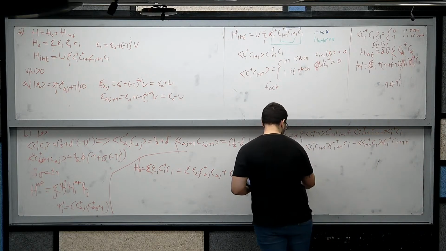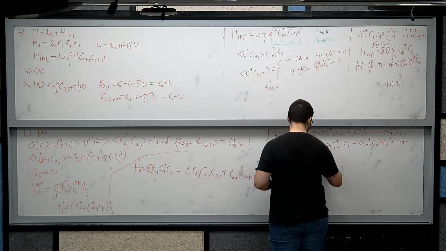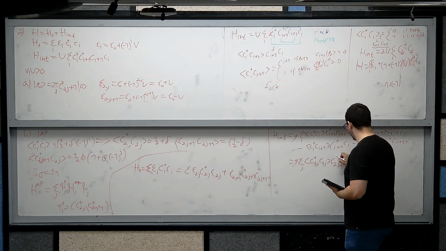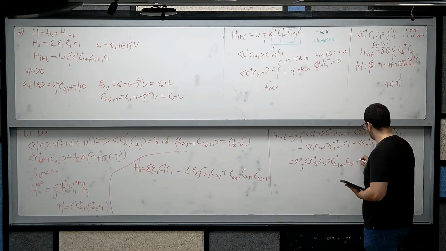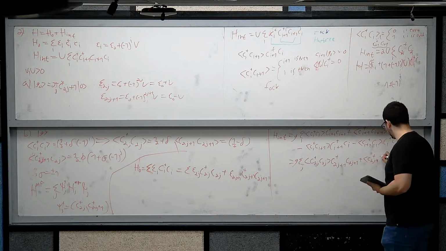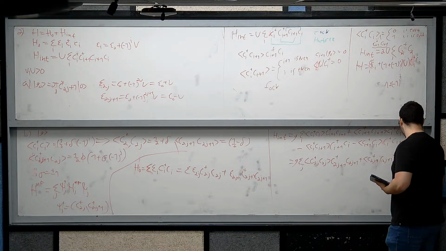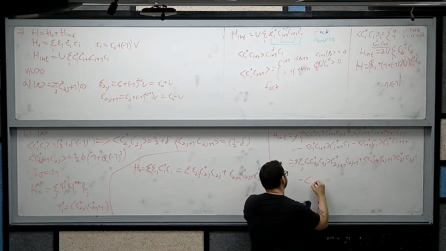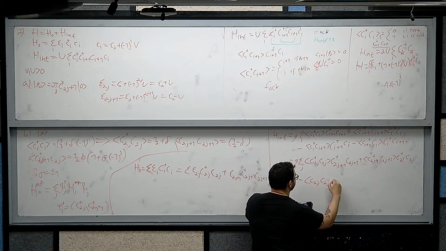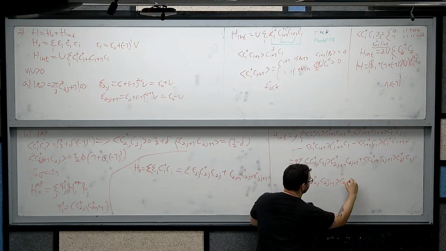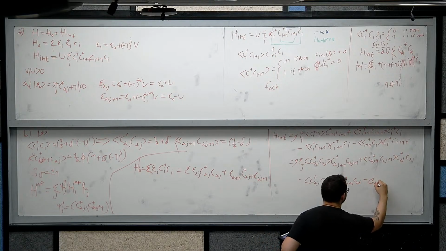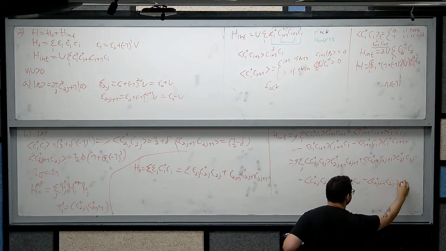Okay. G equals C2j dagger C2j C2j plus 1 dagger C2j plus 1, plus C2j plus 1 dagger C2j plus 1 C2j dagger C2j, minus C2j dagger C2j plus 1 C2j plus 1 dagger C2j, minus C2j plus 1 dagger C2j dagger C2j C2j plus 1.